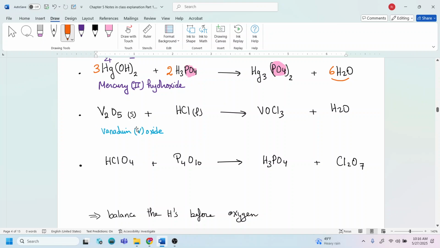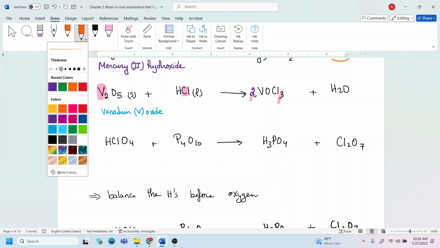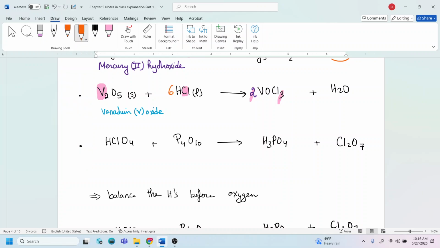Another example, vanadium oxide, we're reacting it with HCl. So start by balancing the V first. The V is 2, so we're going to go ahead and put 2 in there. And then after balancing the V, balance the chlorine. The chlorine is 6, so we're going to put 6 in front of the HCl. And then balance the hydrogen in there. I have 6 hydrogens, so that is going to be 3.